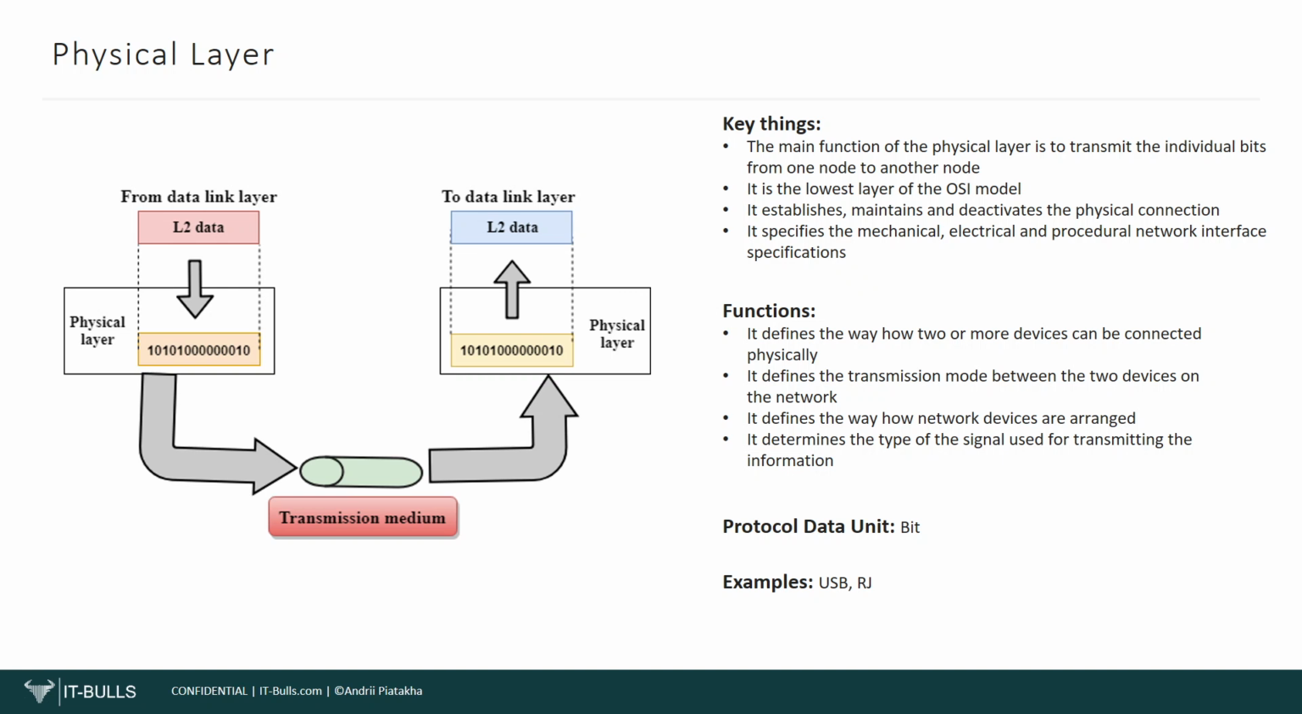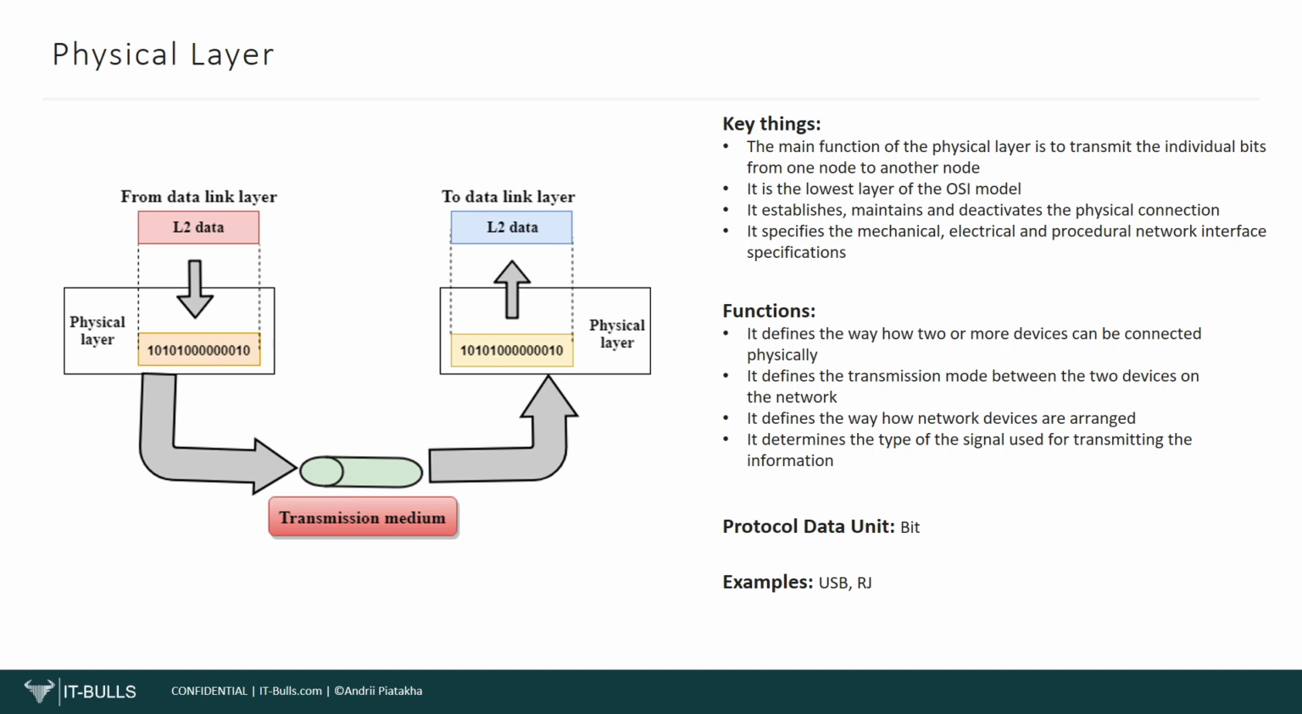The functions of the physical layer are: it defines the way how two or more devices can be connected physically. It defines the transmission mode between the two devices on the network. It defines the way how network devices are arranged. It determines the type of the signal used for transmitting the information.